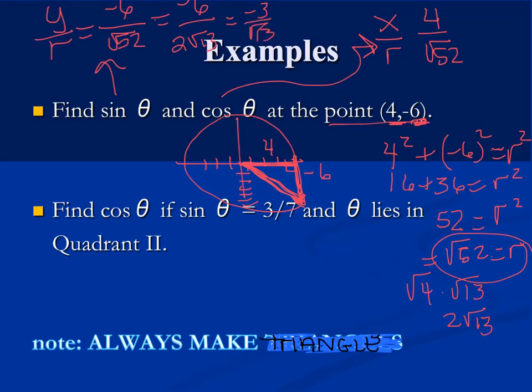Now you may remember we don't like leaving radicals in the denominator, so I'm going to multiply the top and the bottom by the square root of 13.